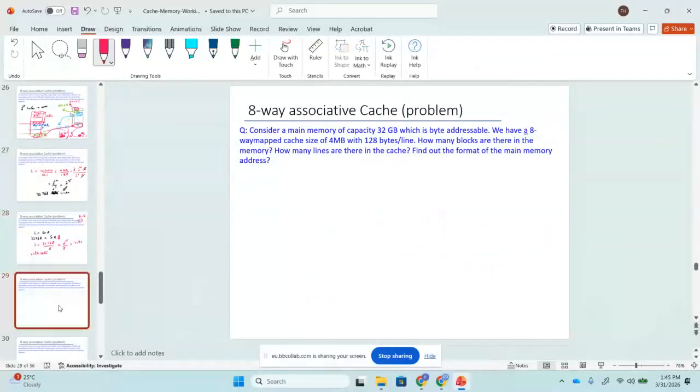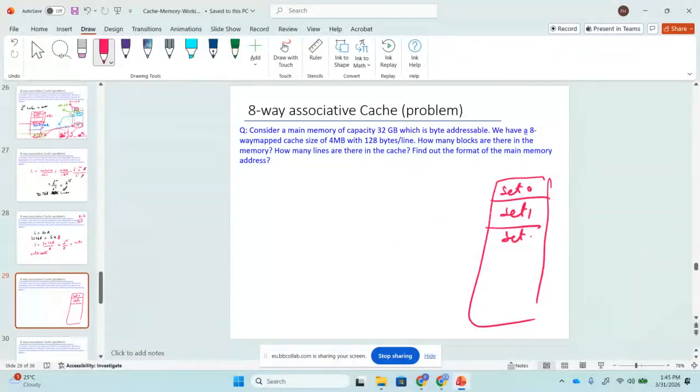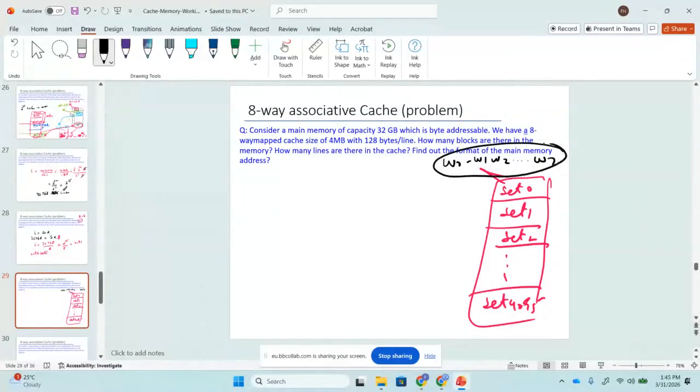If there are 4096 sets, we will have set 0, set 1, set 2, and so on until set number 4095. Each set consists of how many ways? Each set will consist of way 0, way 1, way 2 until way 7, and for these we have valid bit and tag bits and so on.